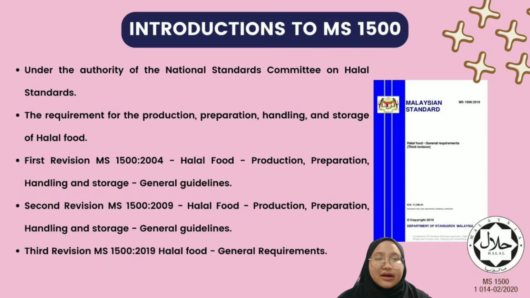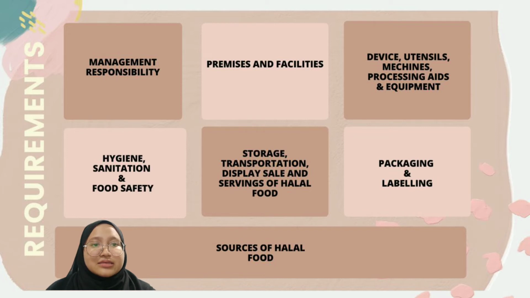The standards are updated every 5 years to ensure that they are relevant to every change in the halal ecosystem. MS 1500 has been revised 3 times. The first revision was in 2004, the second revision was in 2009, and the latest revision is in 2019. In the next slide is the list of requirements that must be followed by a company that wants to apply MS 1500 to their product.